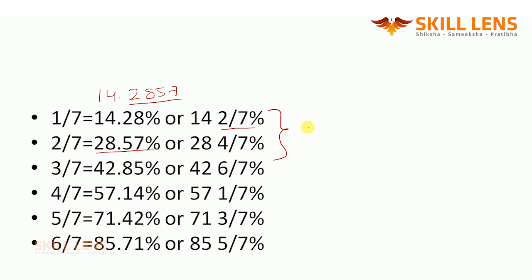If you look, all are even numbers, 2, 4, 6. And after that you will get all odd numbers. What is this value? 57.14. 14 is nothing but what? 1 by 7. So that's how you get 1 by 7, 3 by 7 and 5 by 7. Okay, so this is regarding the total value of 14.2857, which is the percentage equivalent value of the fraction 1 by 7. Okay, hope you understood this.